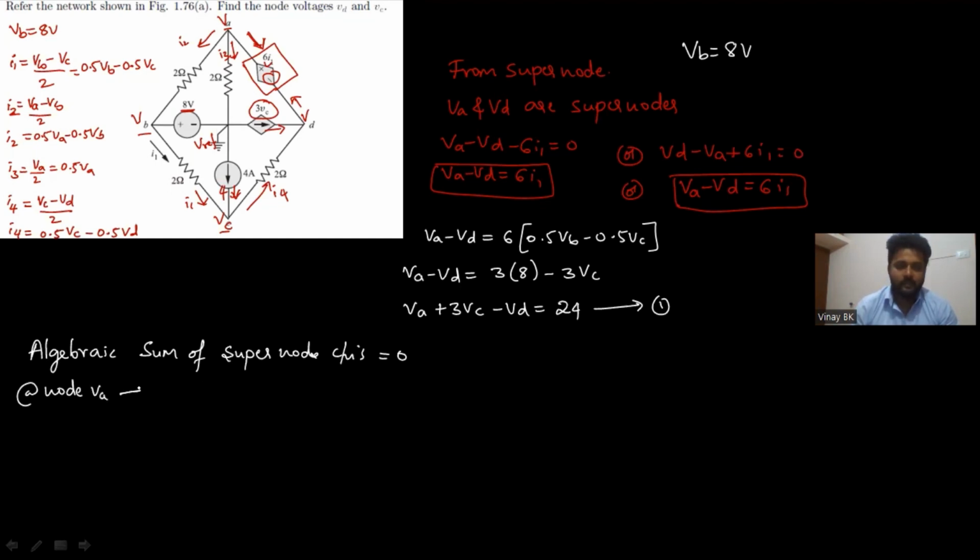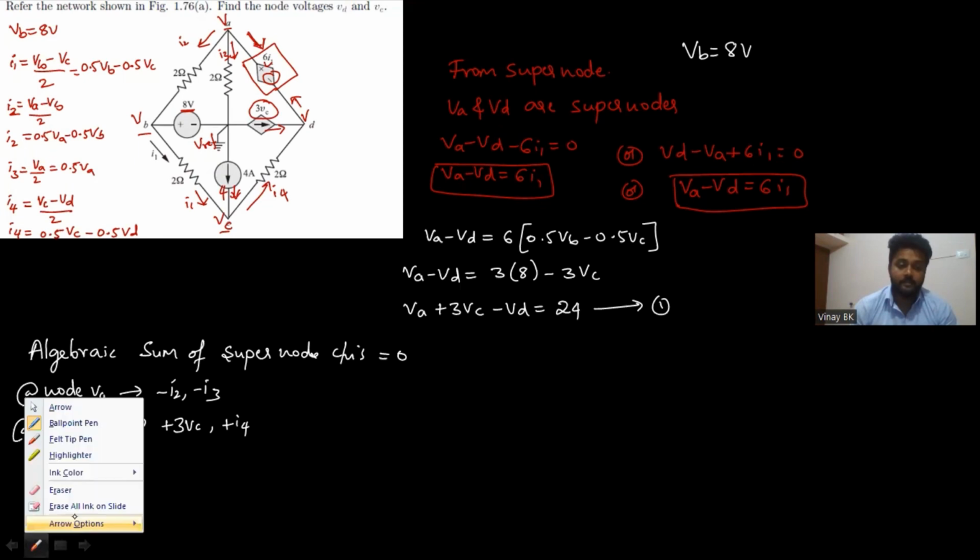So at node VA, you can see I2 is leaving and I3 is leaving, so I will write minus I2 minus I3. Okay, at VA. Similarly, at the VD node, 3 VC is entering, so plus 3 into VC, and also I4 is entering, so plus I4. So these are the sum of currents at the supernodes.